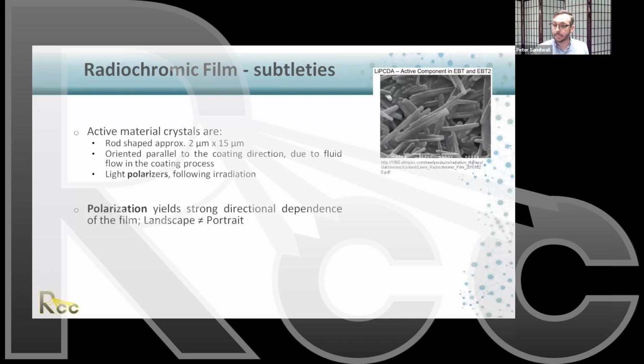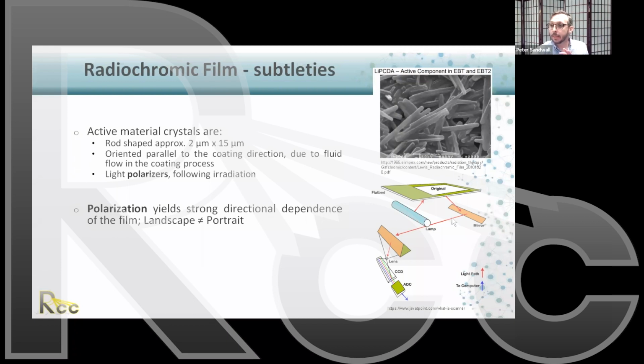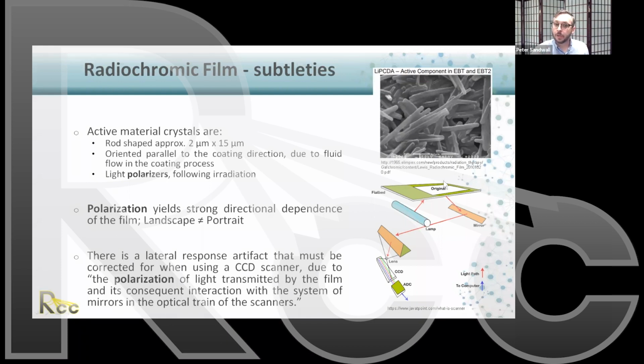So that polarization creates a strong directional dependence of the film. The film is different if you measure it in landscape versus portrait. It is not the same because it's a light polarizer. And further, because of the way you scan, you can see here you've got a lamp that runs across, and you've got a mirror, but then the lens, the way it focuses the light for the readout, creates a lateral response artifact. So the measurement in the center of the film is not the same as the measurement on the edge of the film.